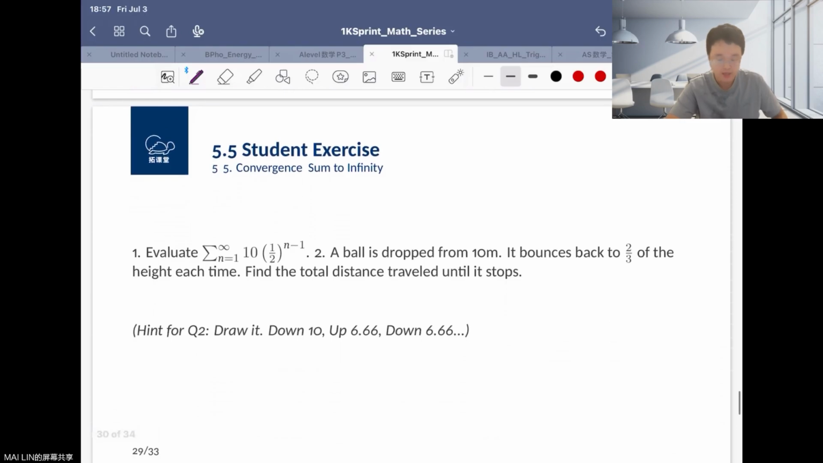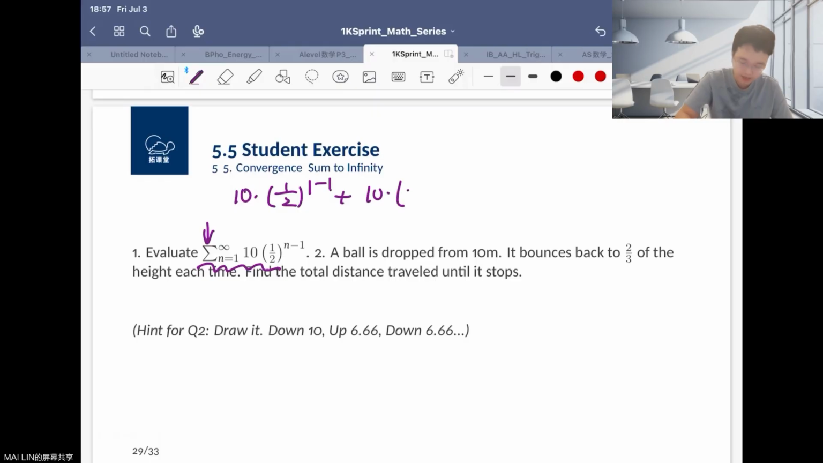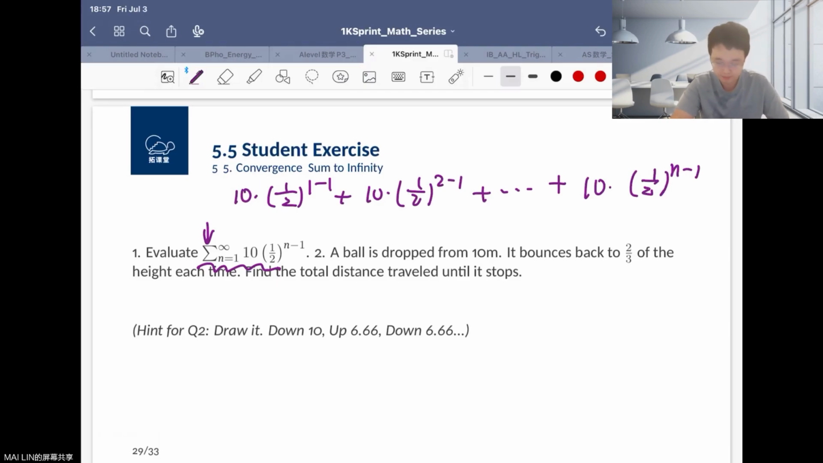Here is a student exercise for you. Try to solve it yourself first, and you can pause the video. I will give you a hint. There's a sum symbol from 1 to infinity. It means 10 times (1/2)^(1-1) plus 10 times (1/2)^(2-1) plus and so on, up to 10 times (1/2)^(n-1). If you want to follow with me, you can keep going.